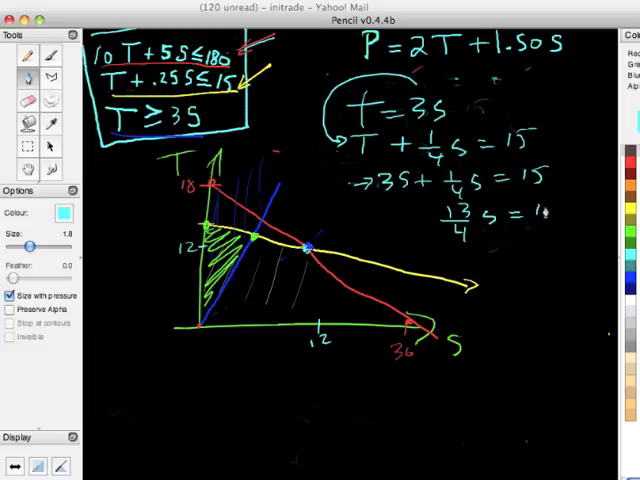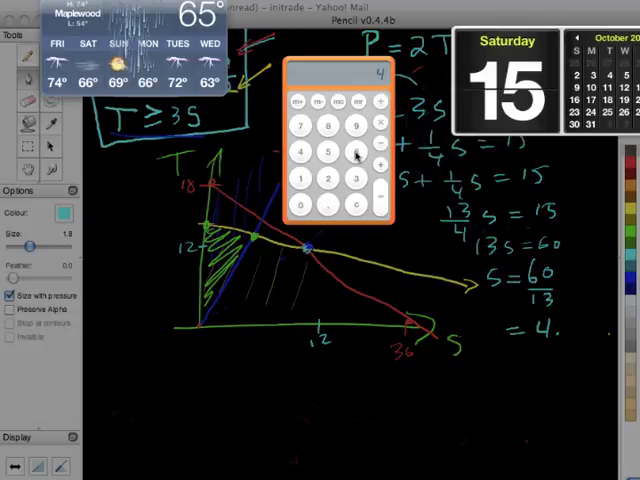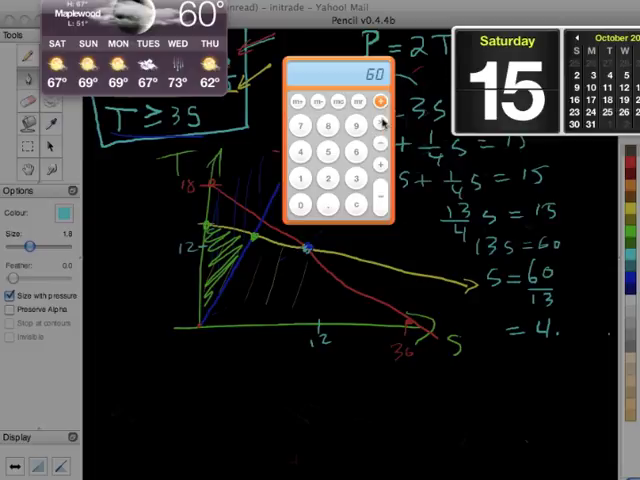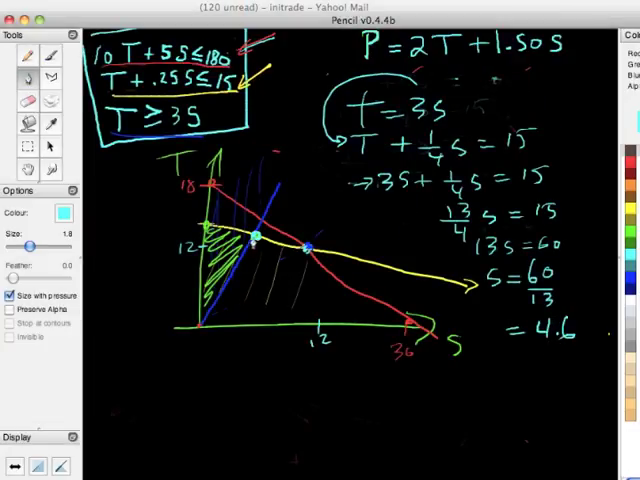13 quarters s is equal to 15, or 13s is equal to 60, right? Just multiplying both sides by 4, or s is equal to 60 over 13, and this is a little bit more than 4, so it's 4 point something. I guess we could do it the long way. Let's do 60 divided by 13. 4.6, okay. So we have 4.6 is s.